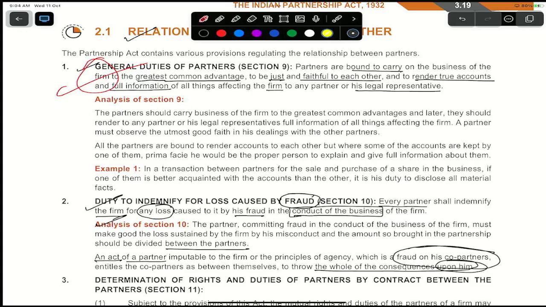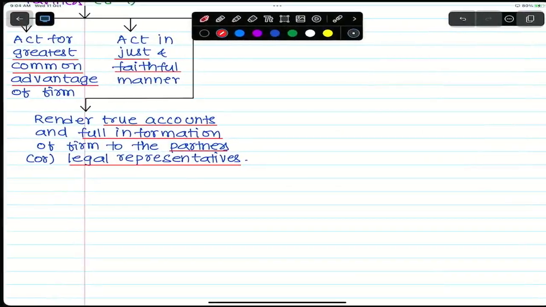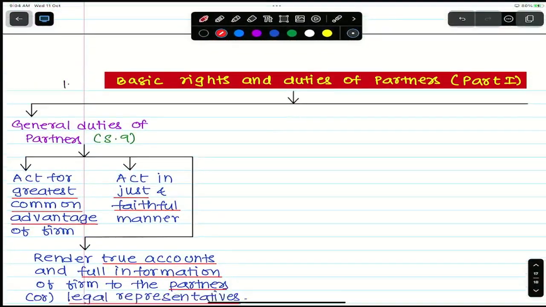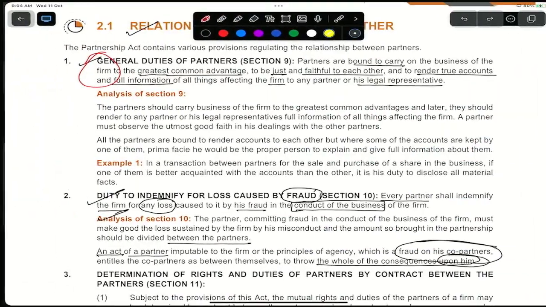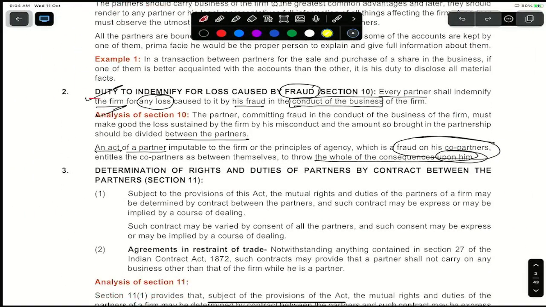No great analysis information was given, so therefore we are just writing this. So the main point that we need to understand is, when it comes to the general duty, the first duty, section 9, three duties are there. Act in greatest common advantage, be just and faithful, and render true accounts and full information of the firm to the partners or his legal representatives. Now, what is the next thing we are going to write? Section number 10, duty to indemnify the loss.